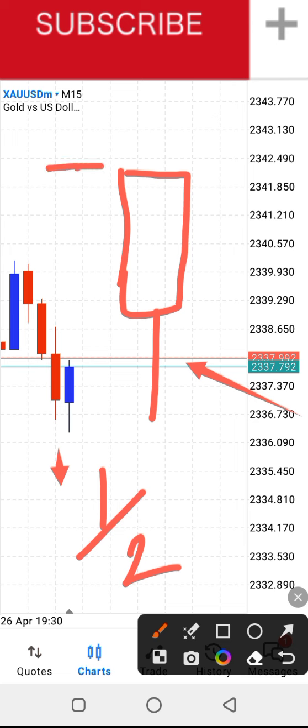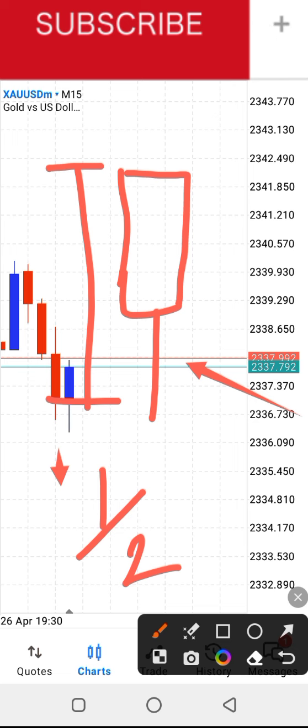So if the full candle from here to here is probably, let's say, 10 pips, it's expected for that wick to be at least, let's say, 3.5 or 4 pips. Okay, so the wick has to be almost half of the full candle. All right, hope you get that. That's the first criteria for you to identify which one is your big pin.